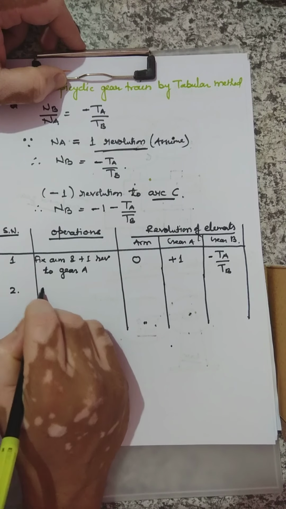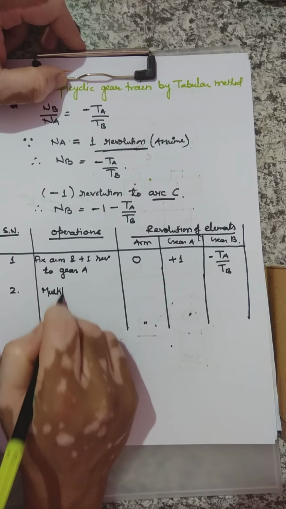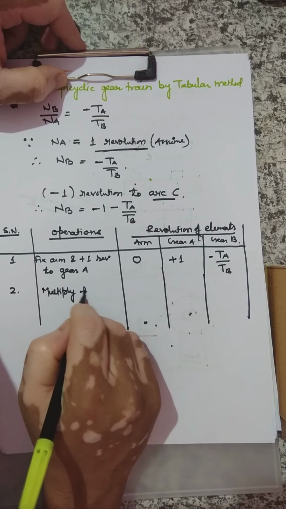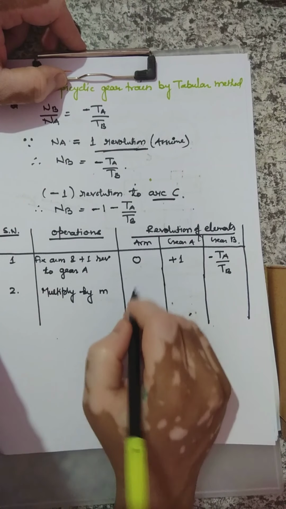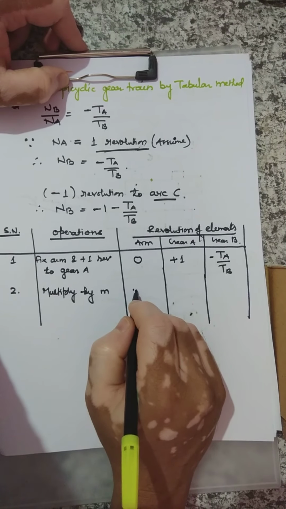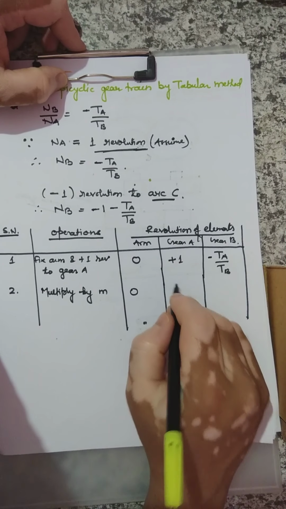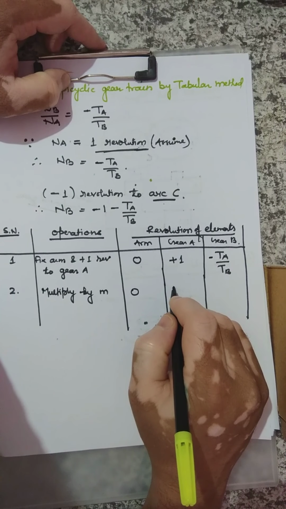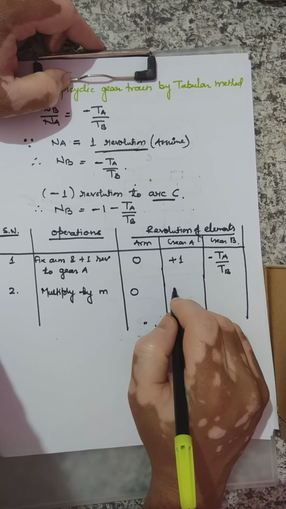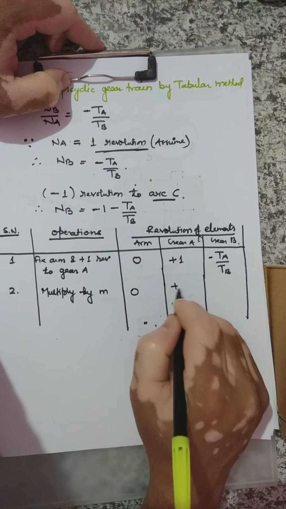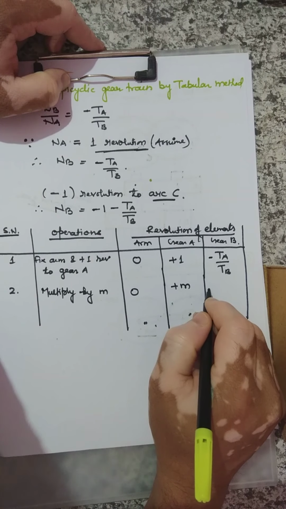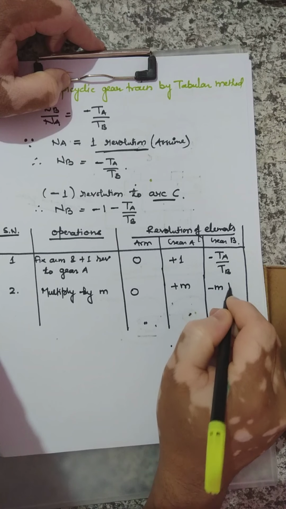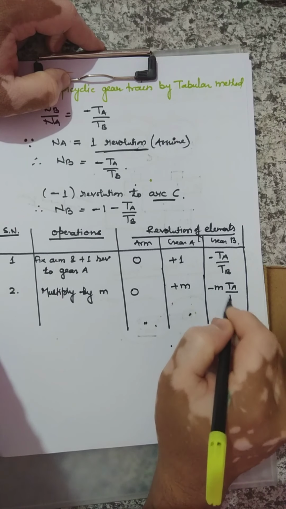Now in the second step, multiply by M. Then 0 multiplied by M is 0, the arm is M, gear A is plus M, and gear B, when multiplied, is M TA by TB.